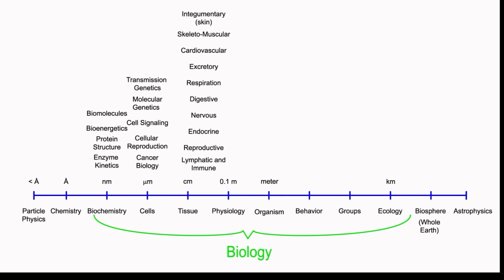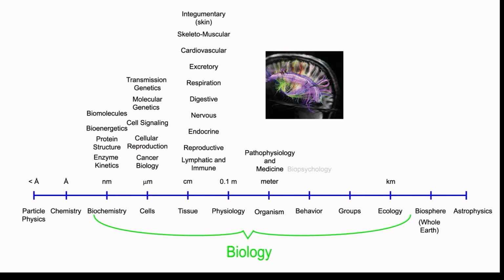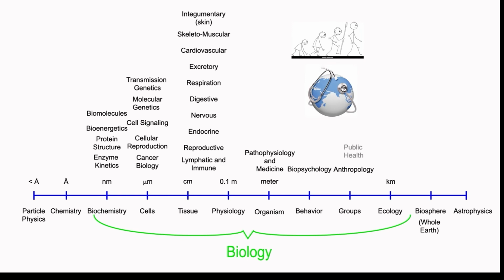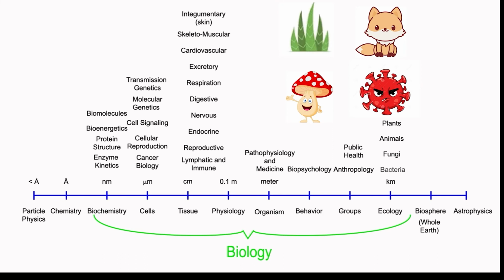If we look at the other end of the scale, the human beast as a whole can be studied at the level of pathophysiology and medicine. We call the study of behavior the human animal psychology. Biopsychology has a more biology-focused approach to this. At the group level, humans can be studied in disciplines such as anthropology and public health. Finally, in ecology, the effect of the human beast on its environment is studied. This includes interactions with plants, animals, fungi, and bacteria that this beast encounters.